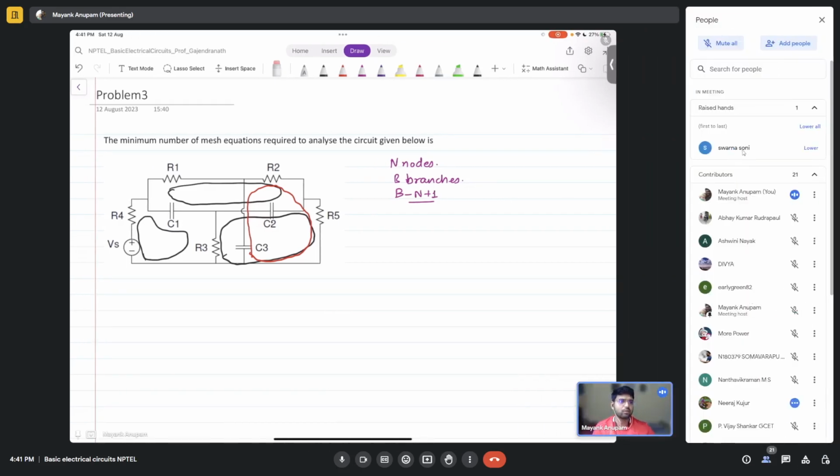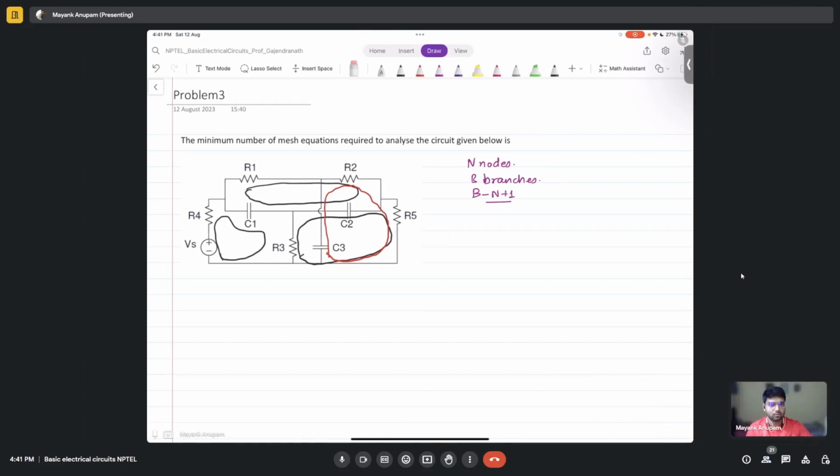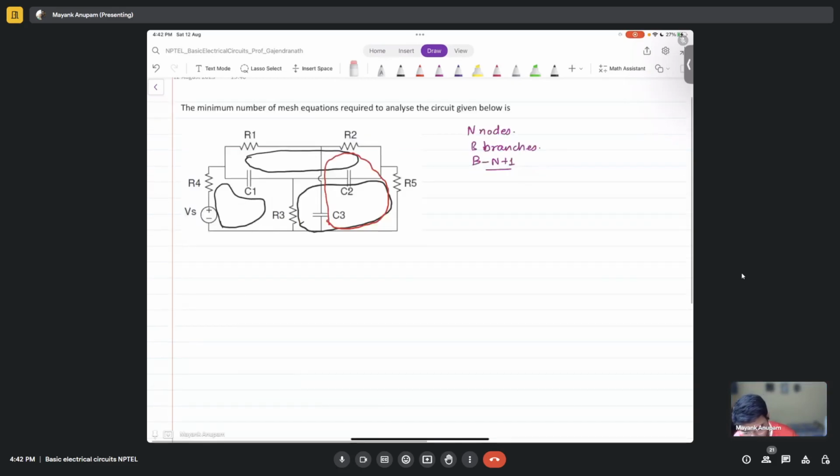Swarna, you have a doubt, you have raised your hand. They're not getting the theory of independent meshes. So the thing is that you remember independent KCL equations. I think I mentioned that in the lectures, right? Sir, in this question, I'm not getting independent meshes. Okay. Let me do this.